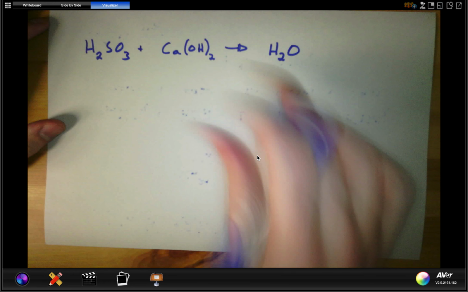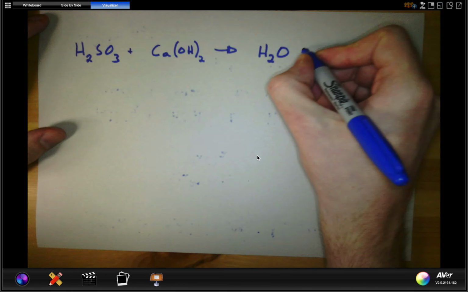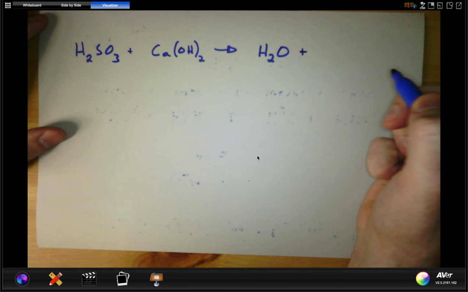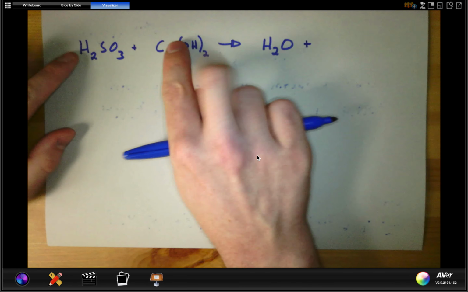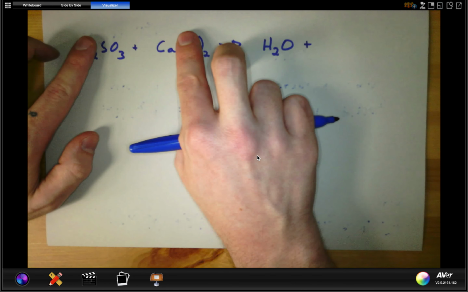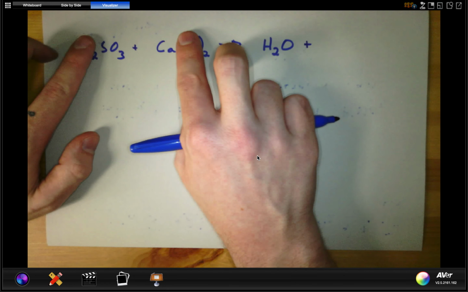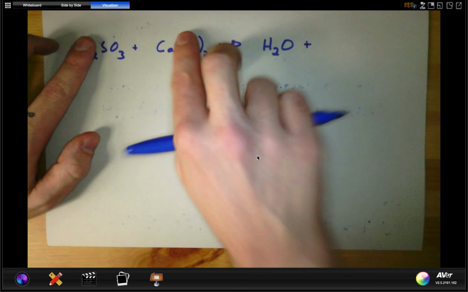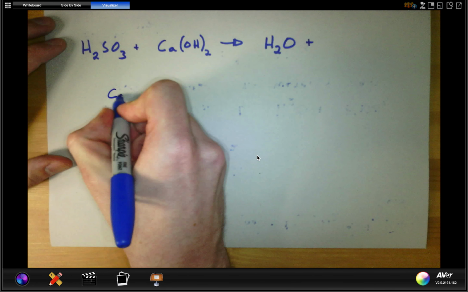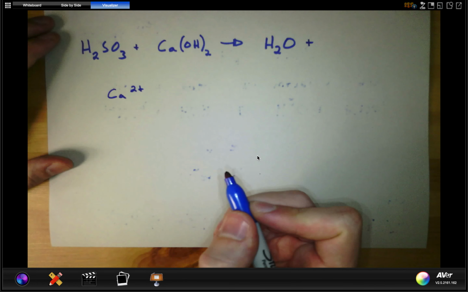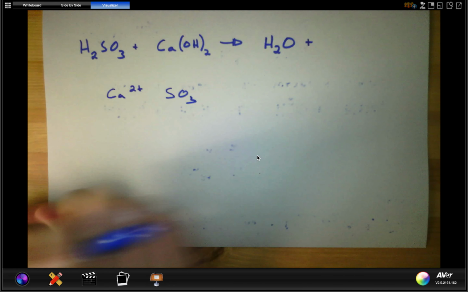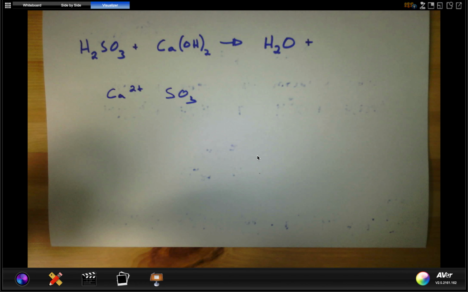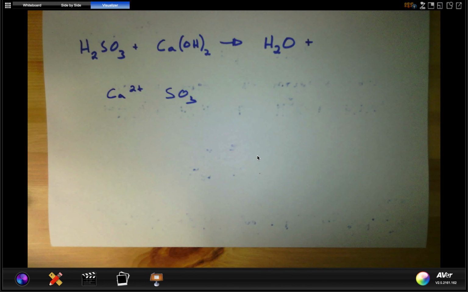Okay, this one might not be so easy. So we have our water. Now we've got to figure out what the salt's going to be. Well, the OH and the H make the water, so what's left over? I have calcium and I believe that is sulfite. Calcium is a 2 plus ion, and SO3, I'm not sure what the charge of that is. I hope it's 2 minus, but it might not be.